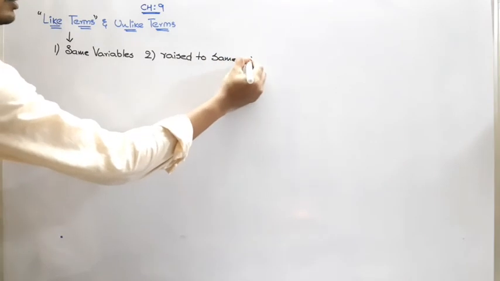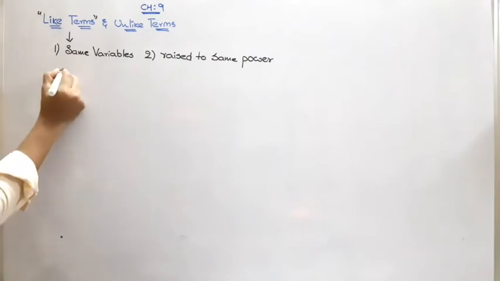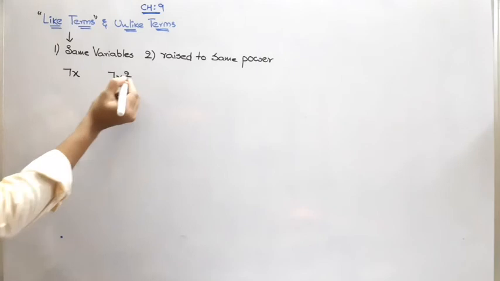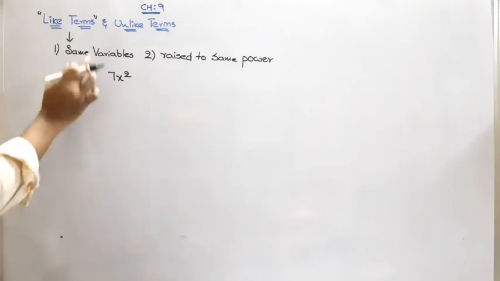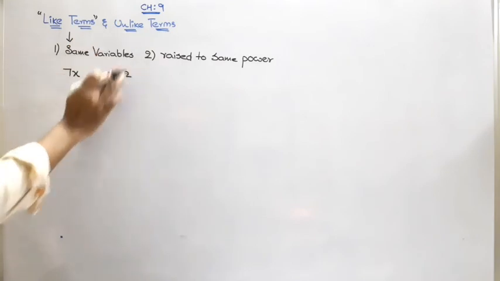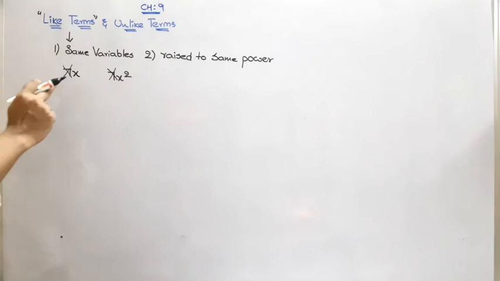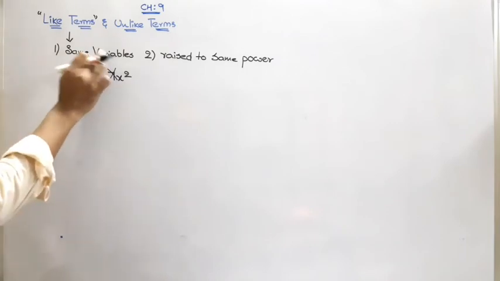For example, I am giving you 7x and 7x square. Please be careful that when we decide whether terms are like terms or unlike terms, we don't worry about the numerical coefficients. Whether they are the same or different, we don't bother. We'll always look at the variables only.